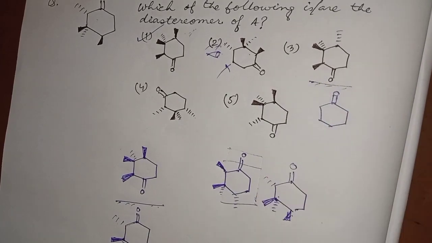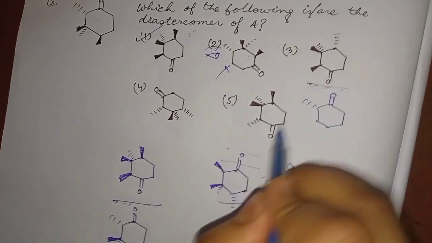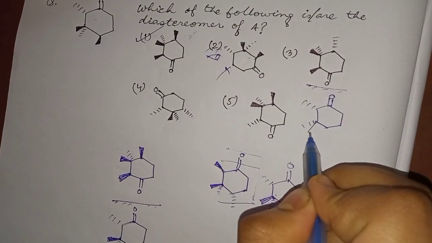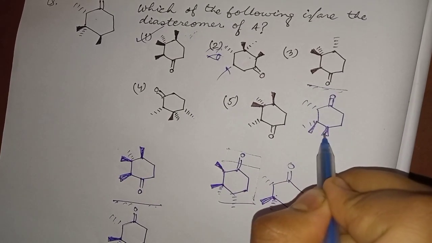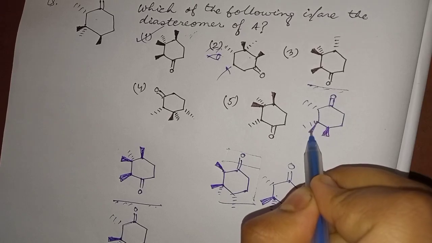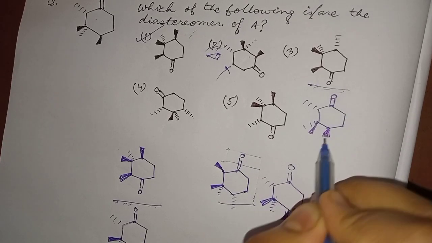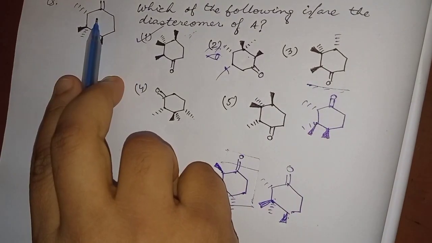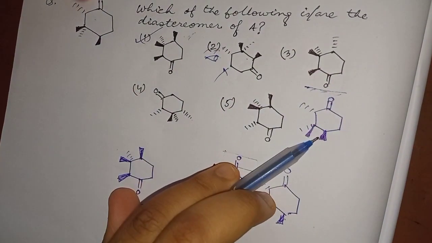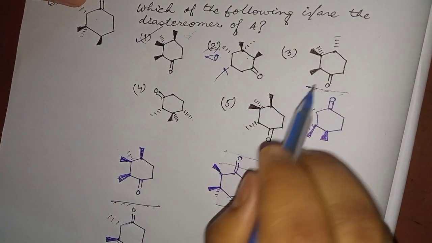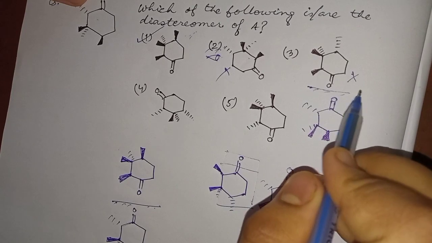So we must reverse the groups that are above or below the plane. When we reverse that, we get this structure. Since I am explaining, it might take some time, but when you are well acquainted with this method, you can solve very quickly. So this is the same structure. See, we are getting the same structure, so this is same, hence it is not a part of the answer.